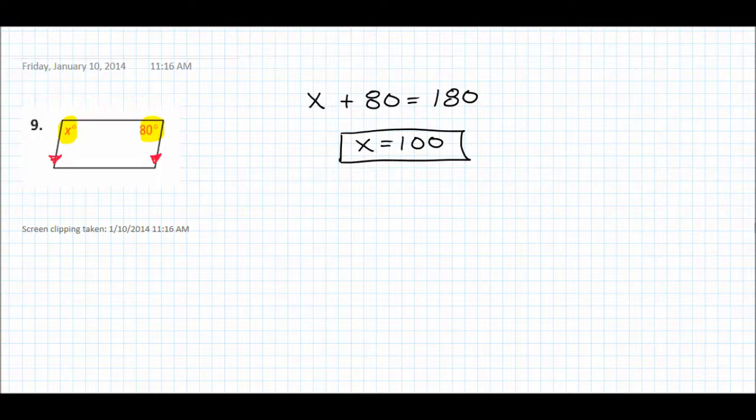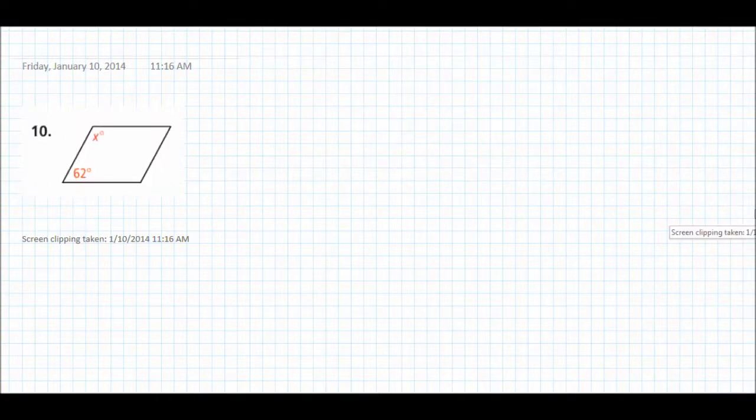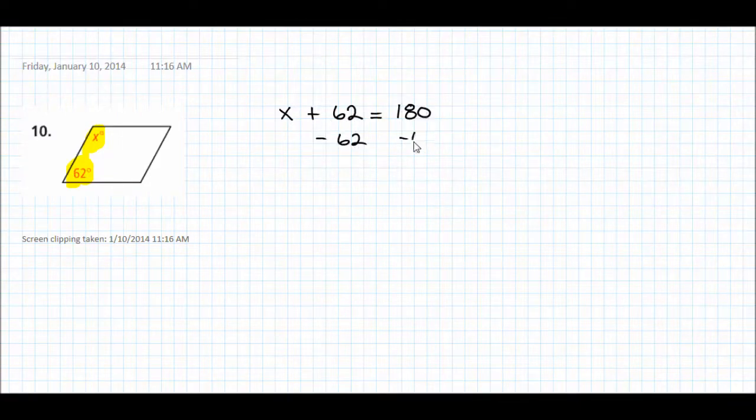Going on to number 10. Same concept. It's a parallelogram, so we know consecutive angles, the two angles side by side, must be supplementary, which means they have a sum of 180. So again, we can say x plus 62 is equal to 180. Subtract 62 on each side, and we simply get x equals 118.